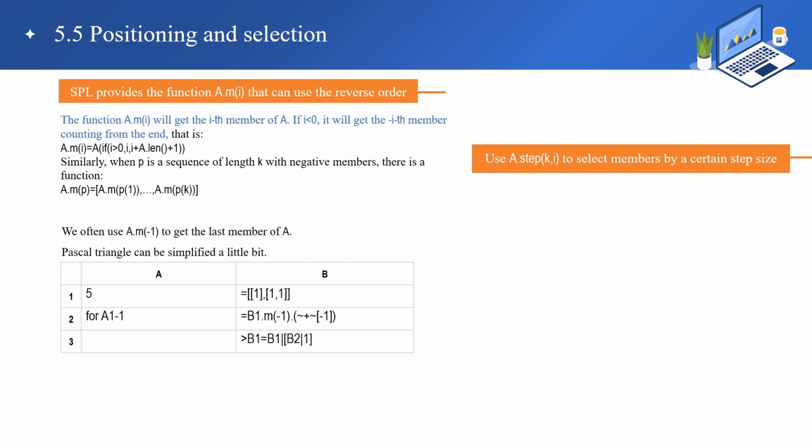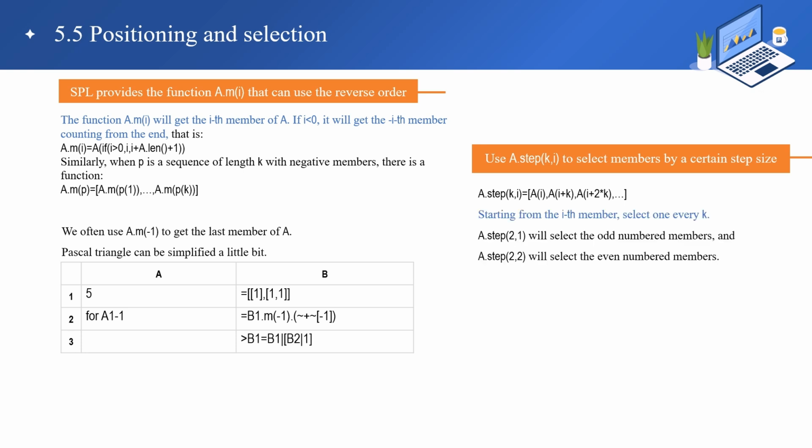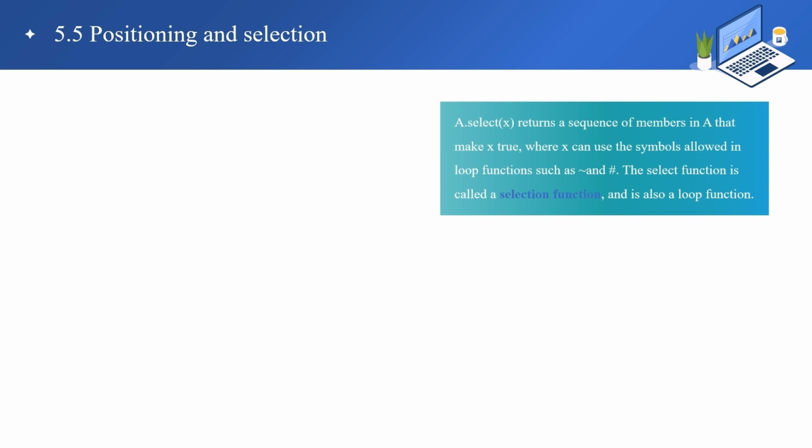We can also select members by a certain step size like this. Starting from the i-th member, select 1 every k. A.step 2,1 will select the odd-numbered members, and A.step 2,2 will select the even-numbered members. Of course, it is more common to select members that meet a certain condition. A.select x returns a sequence of members in A that make x true, where x can use the symbols allowed in loop functions such as tilde and hash.